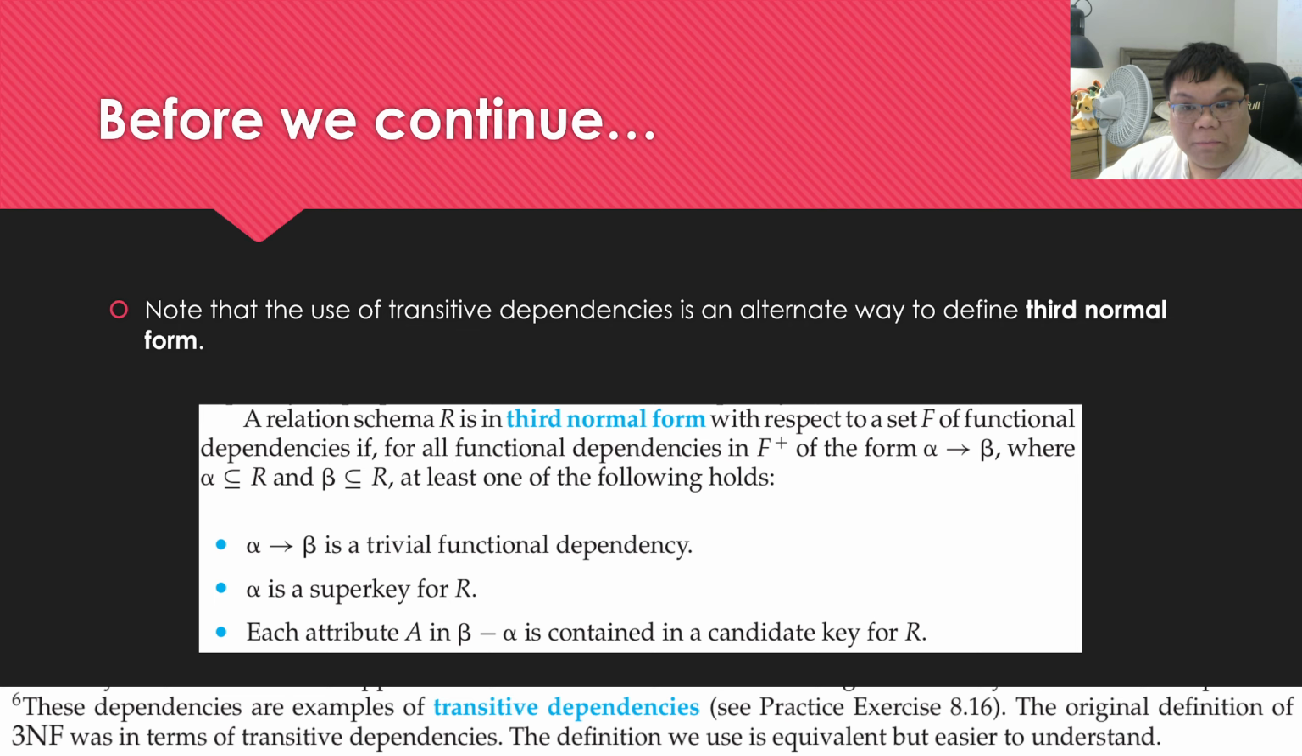The textbook briefly says that this particular definition of third normal form is equivalent to the one that uses transitive dependencies.